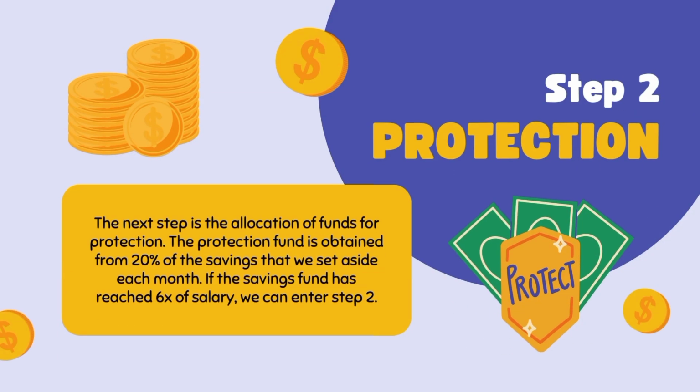Step 2. Protection. The next step is the allocation of funds for protection. The protection fund is obtained from 20% of the savings that we set aside each month. If the savings fund has reached 6x of salary, we can enter step 2.